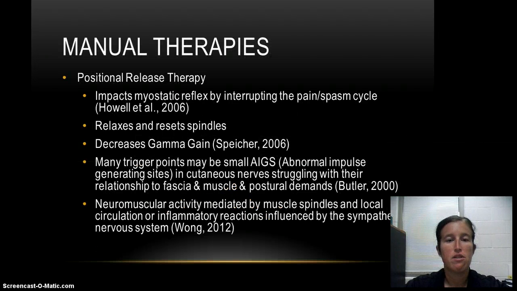Monica has already given you some examples of managing musculoskeletal neuropathic pain, but I'm now going to introduce positional release therapy as a means of manual therapy to decrease pain. According to Howell et al., the theory behind PRT is that it has an impact on the myostatic reflex, which in turn decreases aberrant neural discharge and will interrupt the pain spasm cycle.